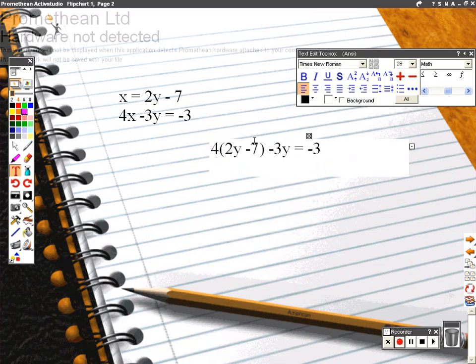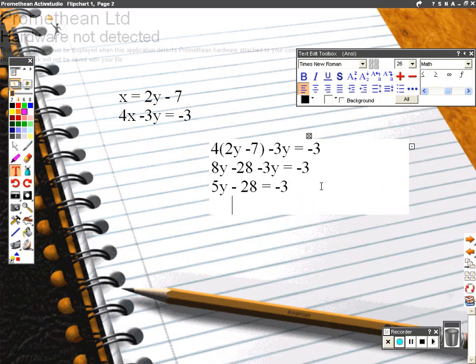Again, I'm going to use my distributive property. 4 times 2y is 8y, and 4 times negative 7 is negative 28. Bring down the minus 3y, and that equals negative 3. I'm going to combine like terms, so I'm going to combine the 8y and the negative 3y, and that gives me 5y minus 28 equals negative 3.